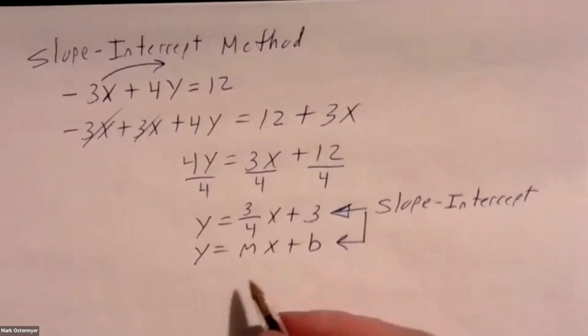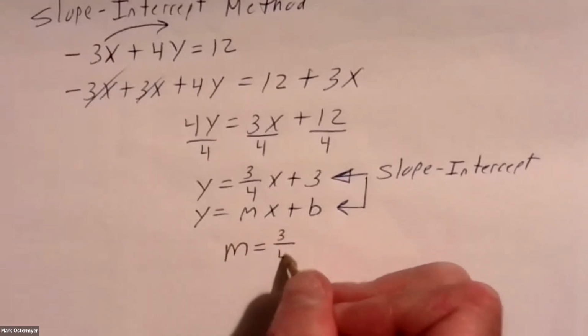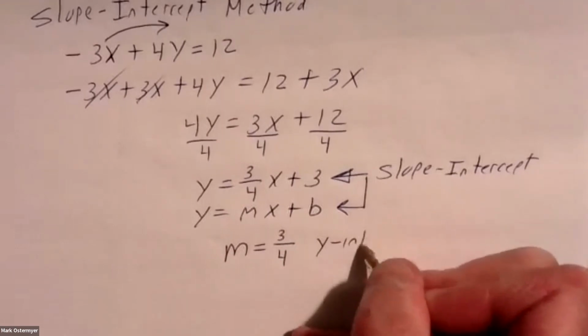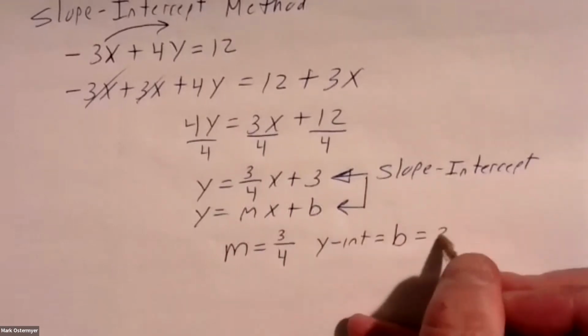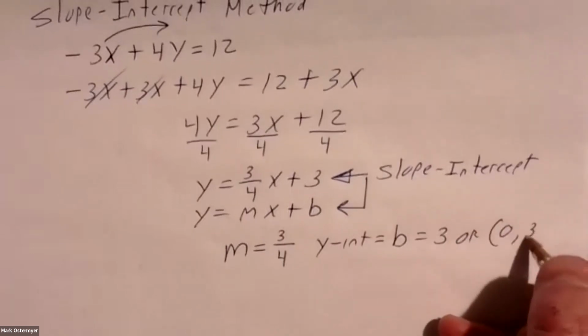Okay. So therefore, I can read off the slope of my line. The slope of my line is 3/4. And my y-intercept, which is this number b, is +3. That's your y-intercept. Or as an ordered pair, your y-intercept is (0, 3).